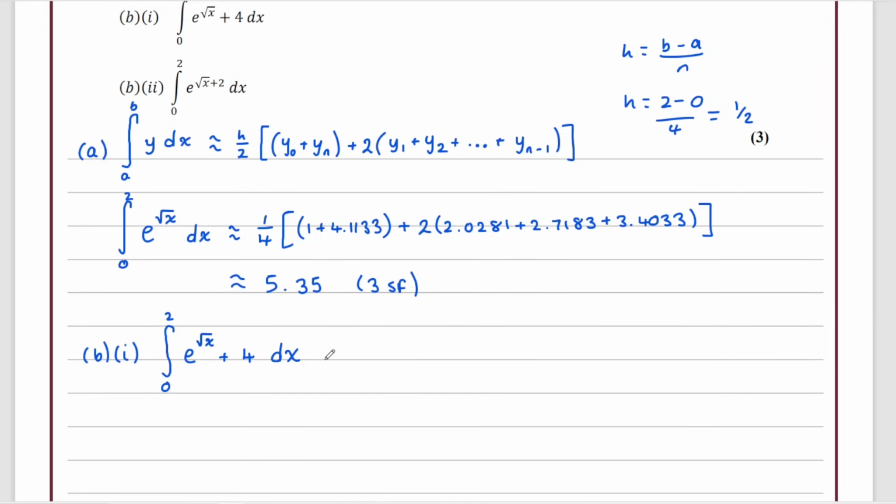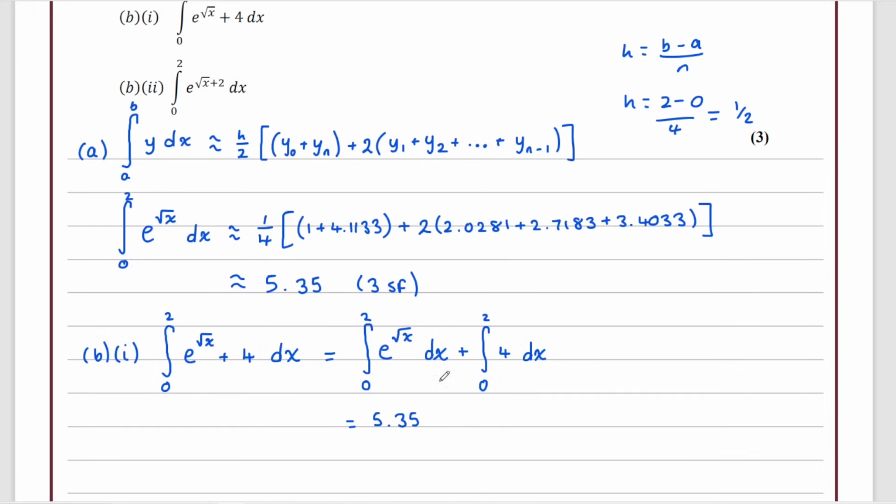We can split this up then as two integrals. We've got the integral from 0 to 2 of e to the power of the square root of x with respect to x. And we already know the approximate value of this. We evaluated that in part A. And I've also got the integral here from 0 to 2 of 4 with respect to x. Now this is a nice straightforward integral to evaluate here. This would be 4x. So this here is approximately 5.35. This is 5.35 plus this here.